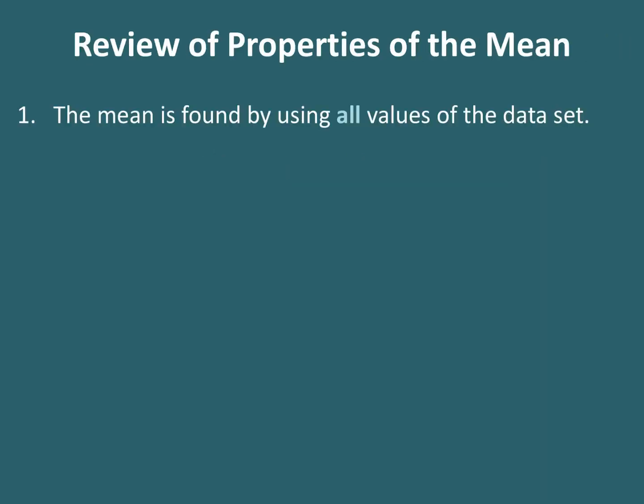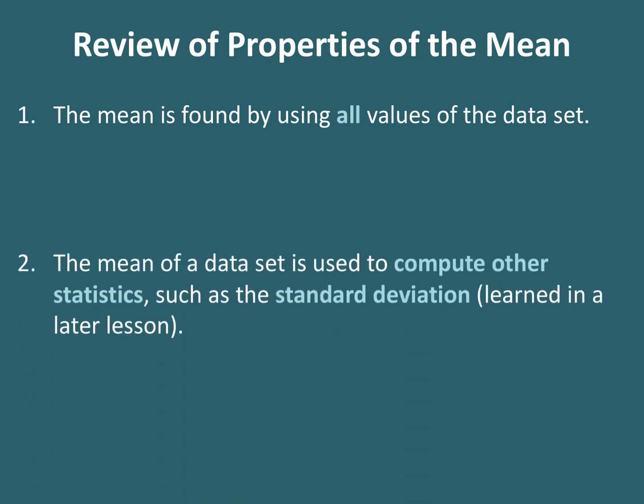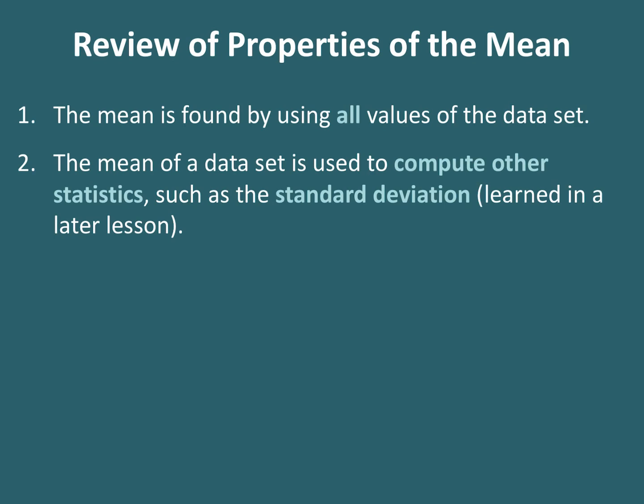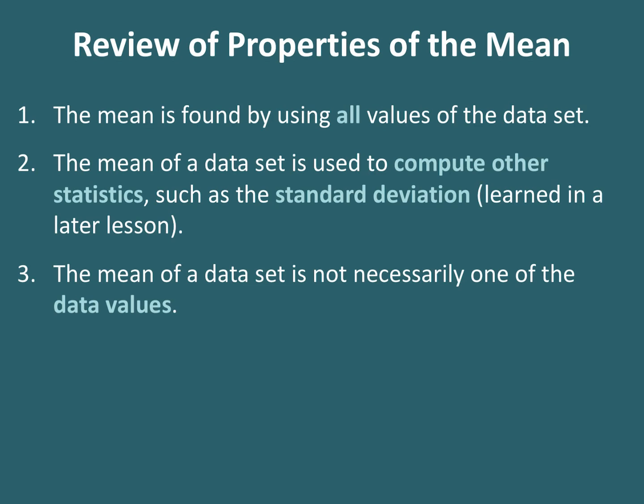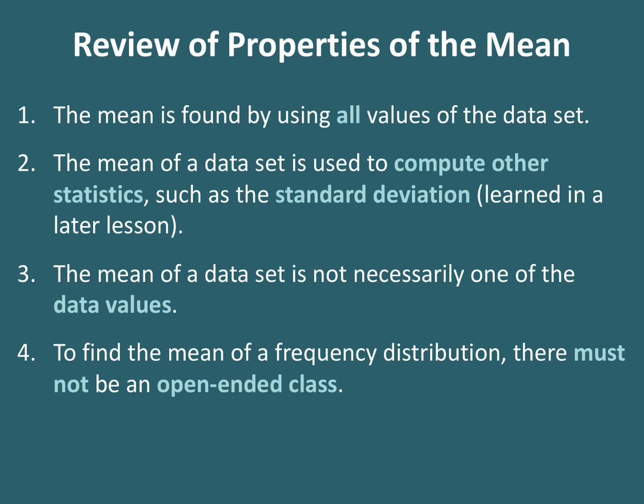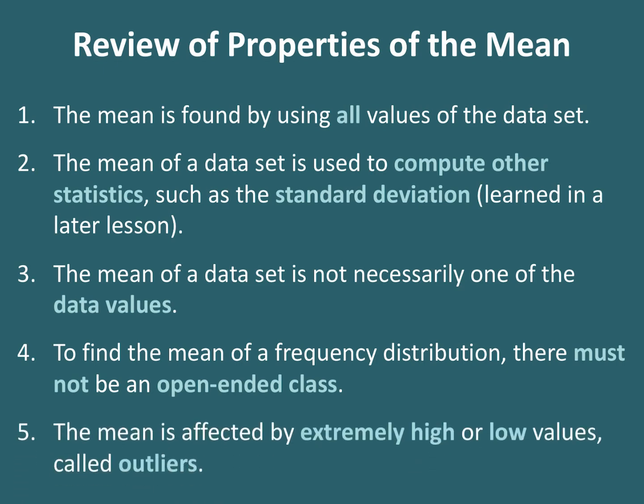So as a review, the properties of the mean are as follows. First, the mean is found by using all values of the data set, whether it be population or sample. And unless told otherwise, we usually assume it's a sample set. 2. The mean of a data set is used to compute other statistics, such as standard deviation, as we will learn in future lessons. 3. The mean of a data set is not necessarily one of the data values. 4. To find the mean of a frequency distribution, there must not be an open-ended class. And 5. The mean is affected by extremely high or extremely low values called outliers.